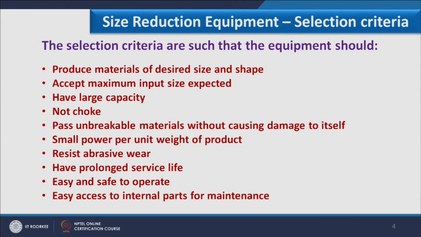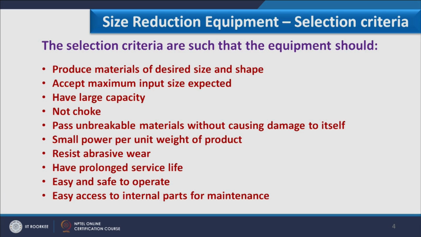Now, before doing this we will discuss what the selection criteria for equipment are, and there are a number of criteria. The first is producing material of desired size and shape. We will obviously select the equipment which gives the proper product size that I want. So, first, the equipment should produce materials of desired size and shape.